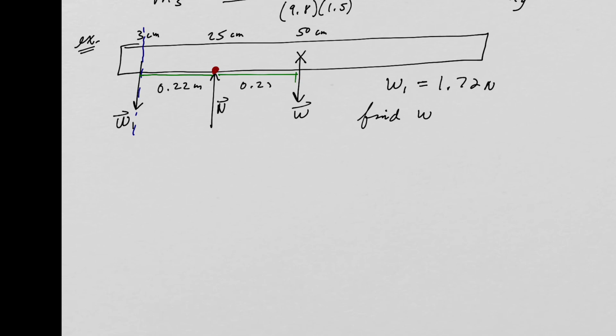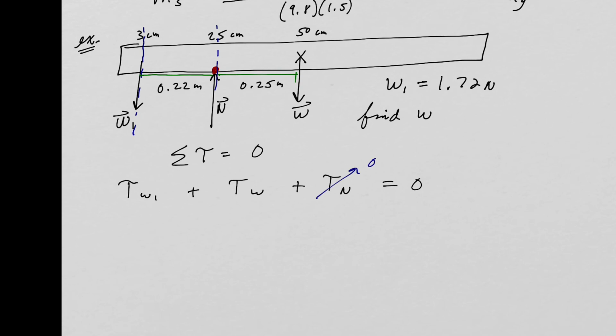Okay, so now we can do sum of the torques equals 0. So I have a torque due to W1 plus a torque due to W, the weight of the meter stick, plus a torque due to the normal force, that equals 0. And since the normal force passes right through the axis of rotation, it doesn't contribute a torque. So that one's 0 off the bat.